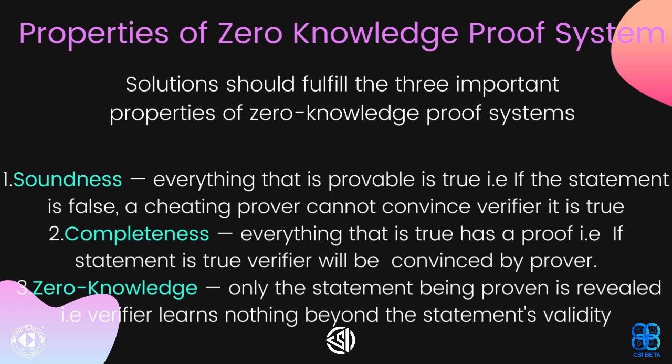And also completeness: everything that is true has a proof. That is, if a statement is true, the verifier will of course be convinced by the prover. Zero knowledge: only the statement being proven is revealed. That is, a verifier learns nothing beyond the statement's validity. Just take the example before, where Brent's location, or the relative coordinates of Brent, is not really revealed, right?